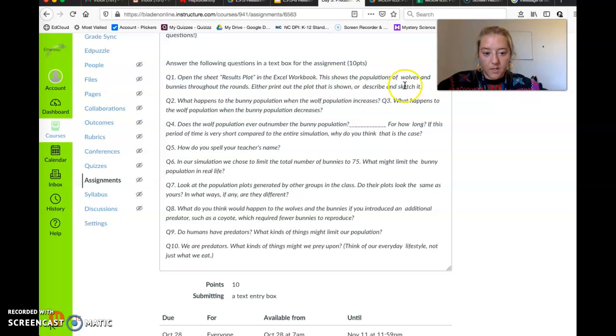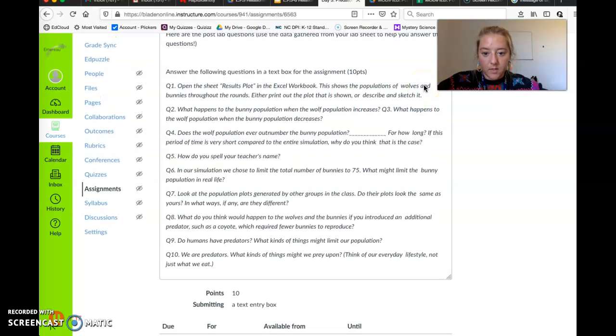Actually, I'm going to take number 1 out. So what happened to the bunny population when the wolves increased? What happened to the wolf population when the bunnies decreased? Does the wolf population ever outnumber the bunnies? Yes or no? For how long? If this is a period of short time compared to the entire section, what do you think? Question 5, how do you spell your teacher's name?